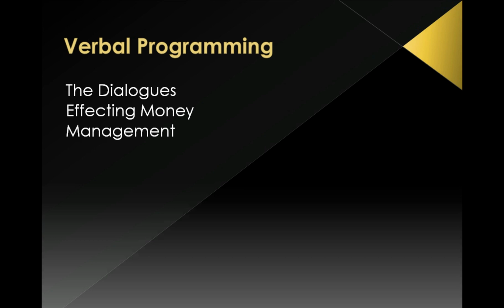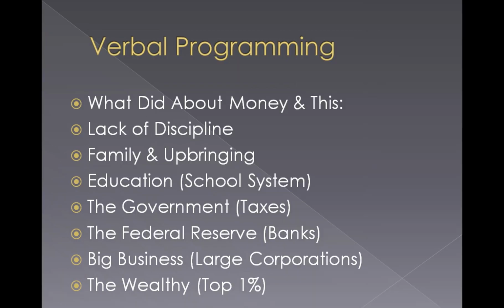Moving on to verbal programming. These are the dialogues that affect money management. So I'm going to bring up what I brought up at the beginning of this video, and I'm going to ask you guys a question. When you think about money, what do you think in relation to one of the others? So what do you think about money in relation to lack of discipline? What about family? What about school? How about government? Taxes? What about the Federal Reserve or banks? What about big business? And what about wealthy people?